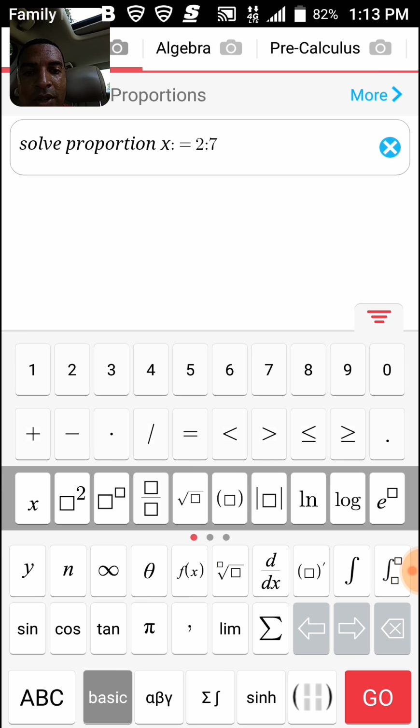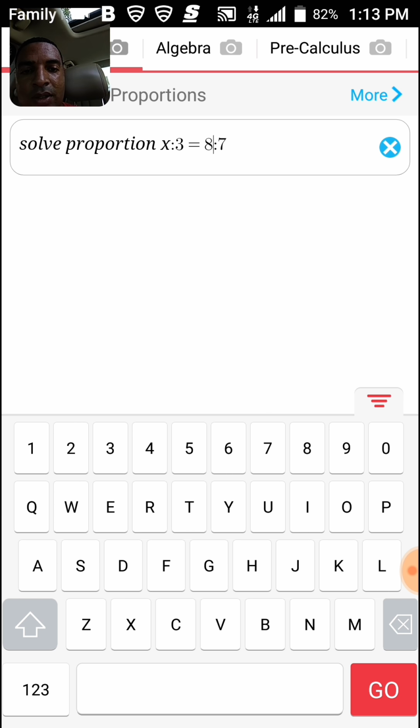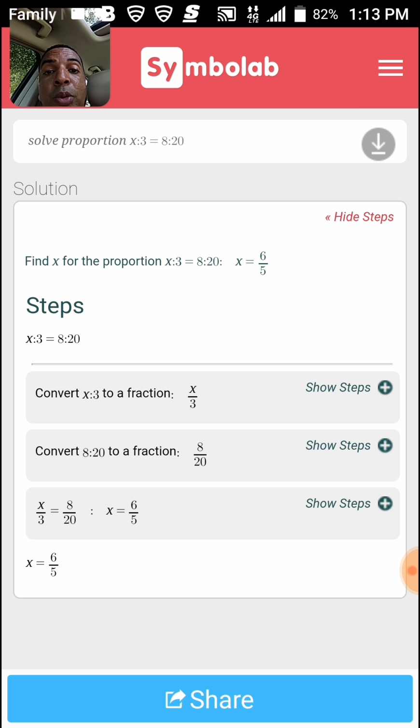Let's change these numbers to possibly 8 and 20, and let's solve. We're finding a proportion of x to 3 and 8 to 20. Find x for the proportion. x equals 6 over 5. How do we get that? We have our two fractions, x over 3 and 8 over 20.